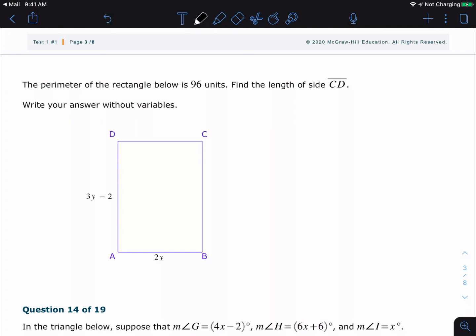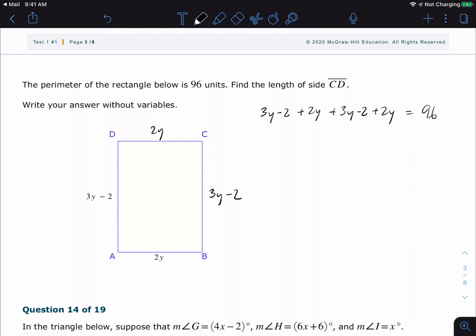And the perimeter is just walking around the whole thing. So as we walk around it, that should be 96 units, okay? So then we know that this side is going to be 3y minus 2, and this is going to be 2y. So then to walk around the block would mean I'd have to go 3y minus 2, 2y, 3y minus 2, and 2y to get back to the same corner. So 3y minus 2 plus 2y plus 3y minus 2 plus 2y should equal 96 units.